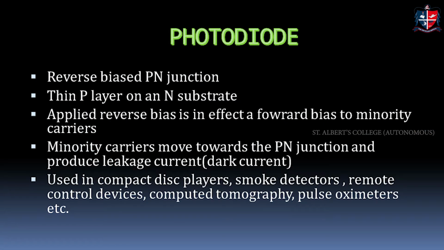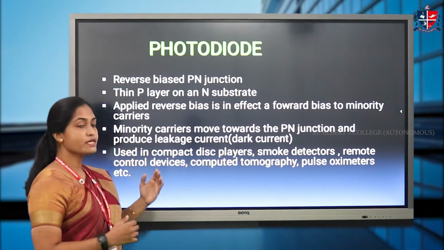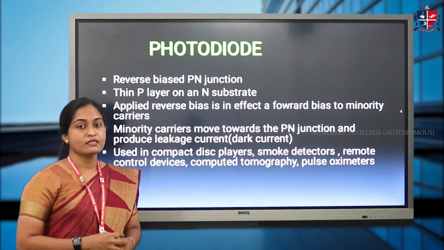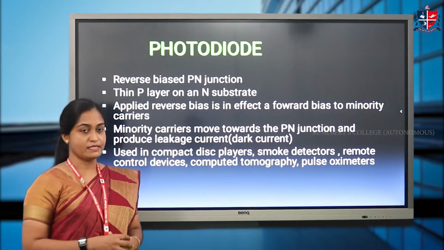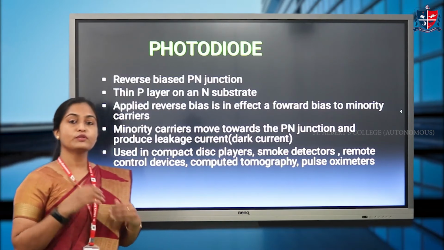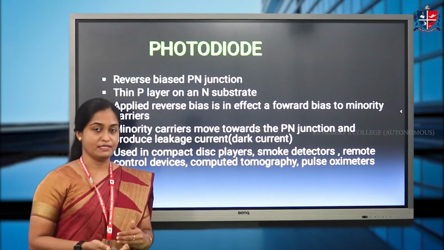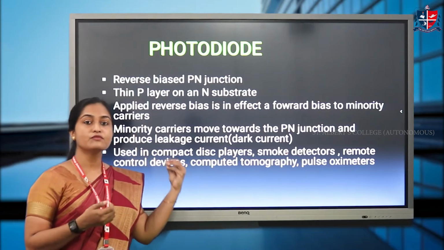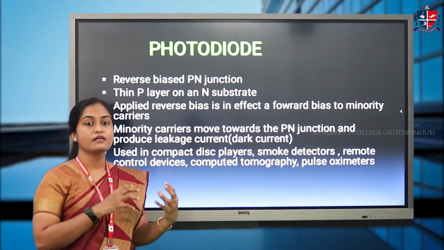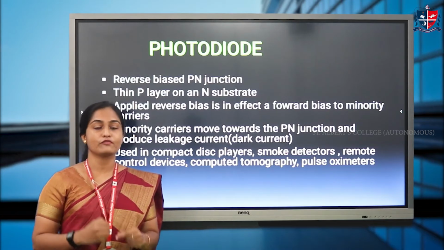The first one, photodiode. Photodiode is a reverse biased PN junction, so it is also known as the junction photodiode. The junction photodiode is a photodetector which is always reverse biased. In a junction photodiode, we have a thin P layer on an N substrate. And when we apply a reverse bias to the junction photodiode, the P region should be connected to the negative of the battery.